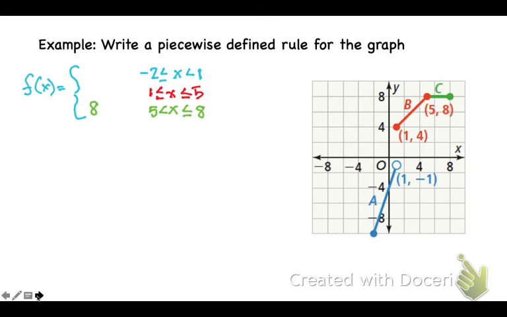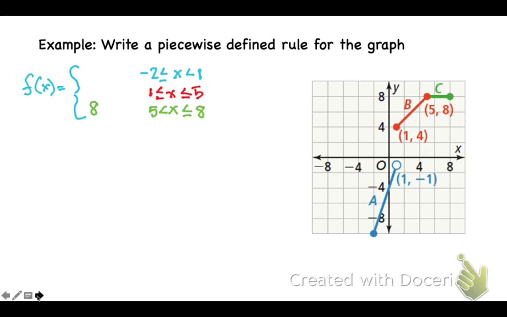Okay, so now I have to go to this line, yes? And I have 2 points. Can I write a linear equation? I have to find the slope and I have to find the y-intercept. We've done that already this year, haven't we? So how do I find the slope?